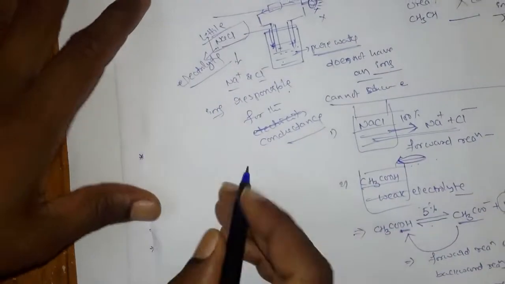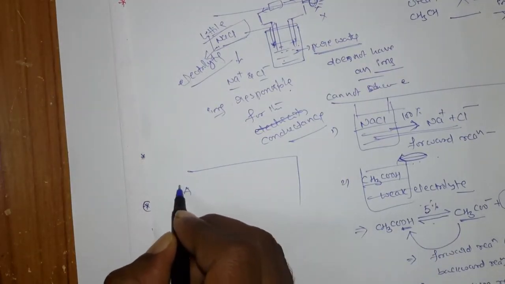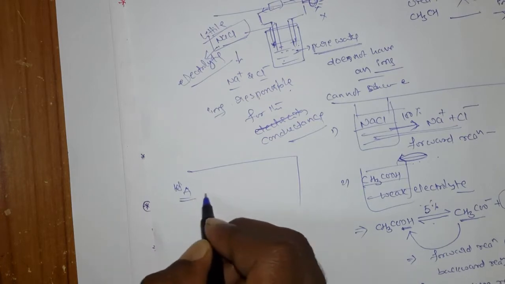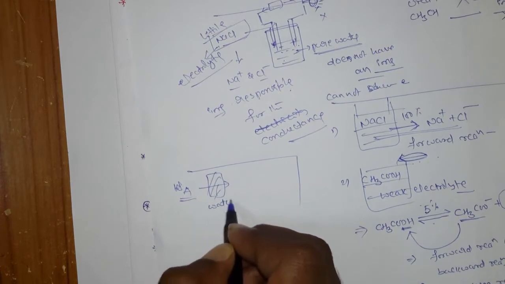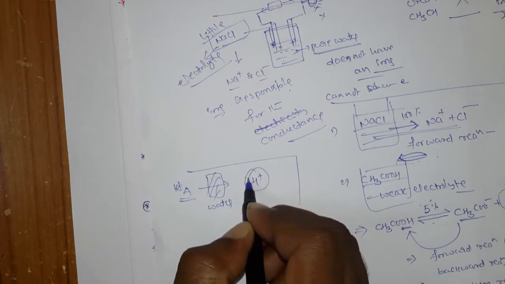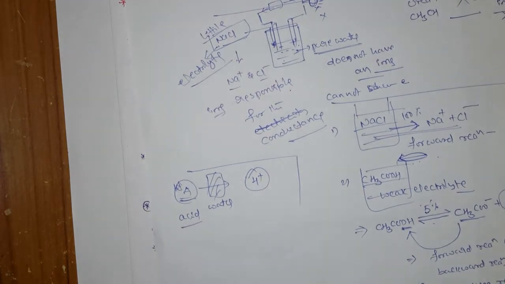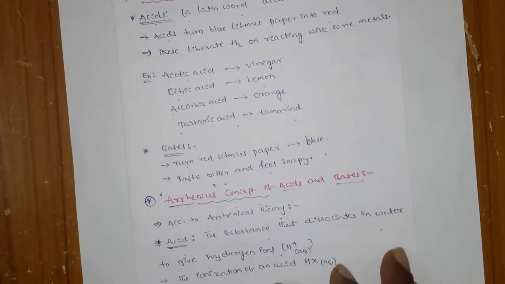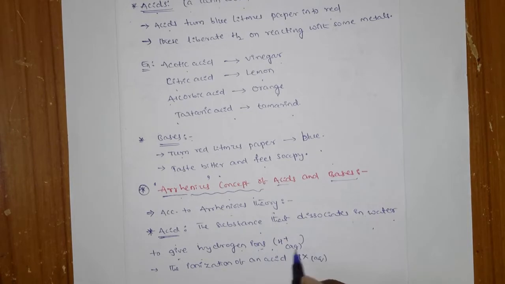That means any substance, when it dissolves in water, assume a compound A, if it produces H plus ions, then you can say it is an acid. So the substance dissociates in water to give hydrogen ions.